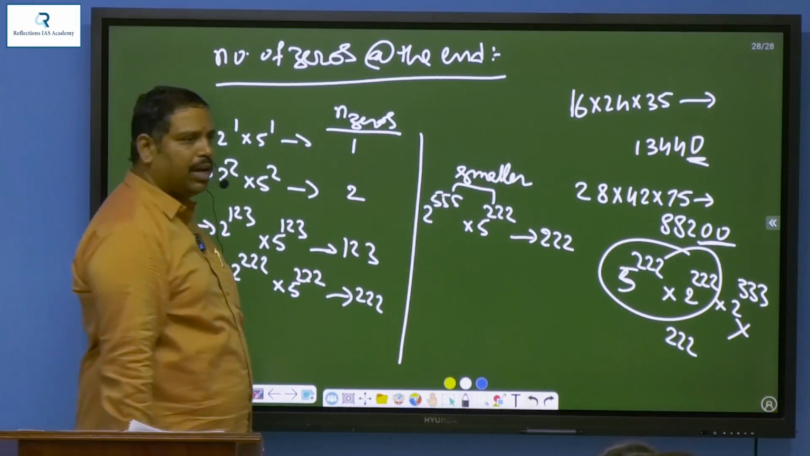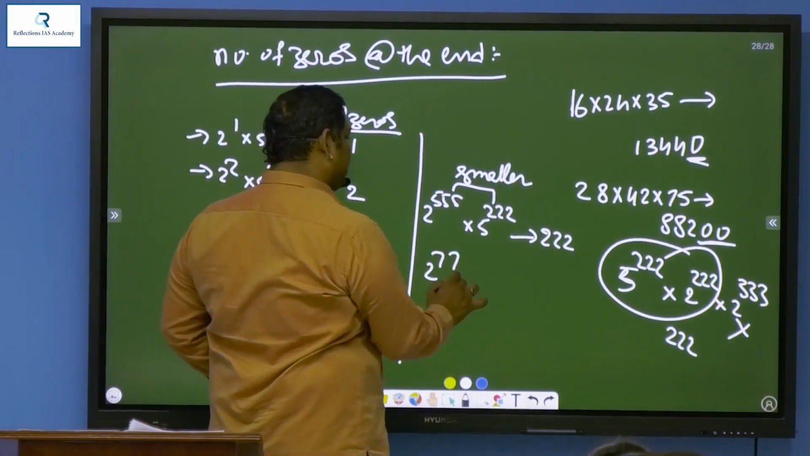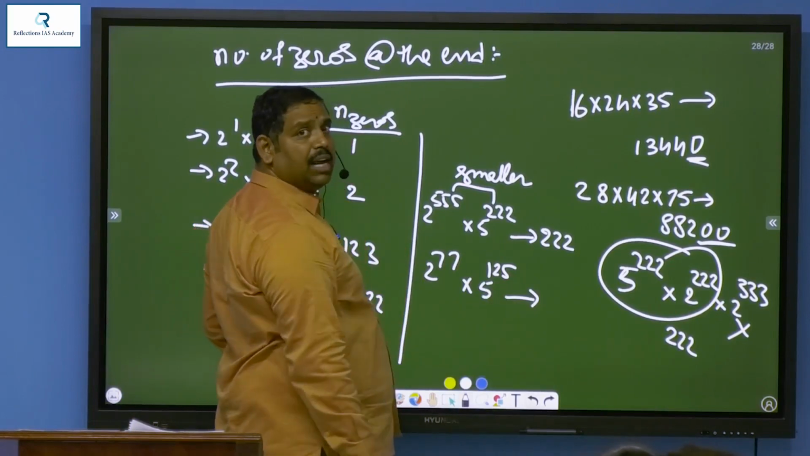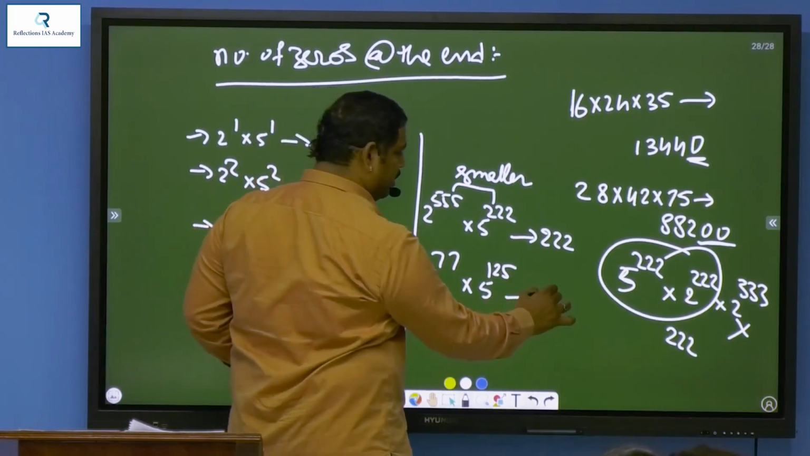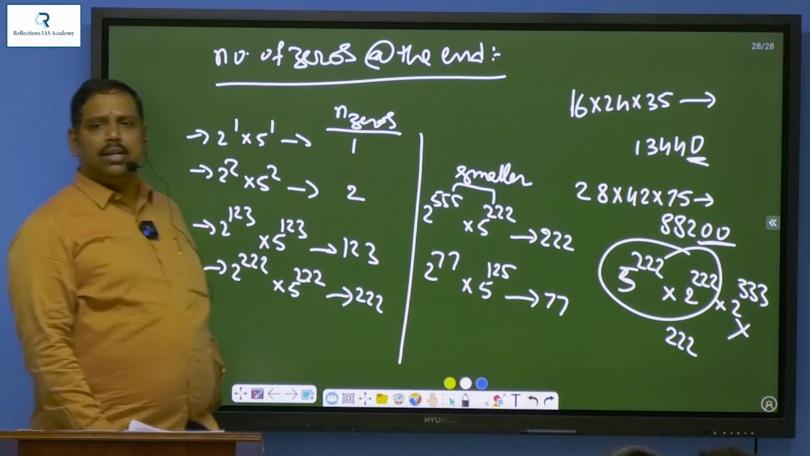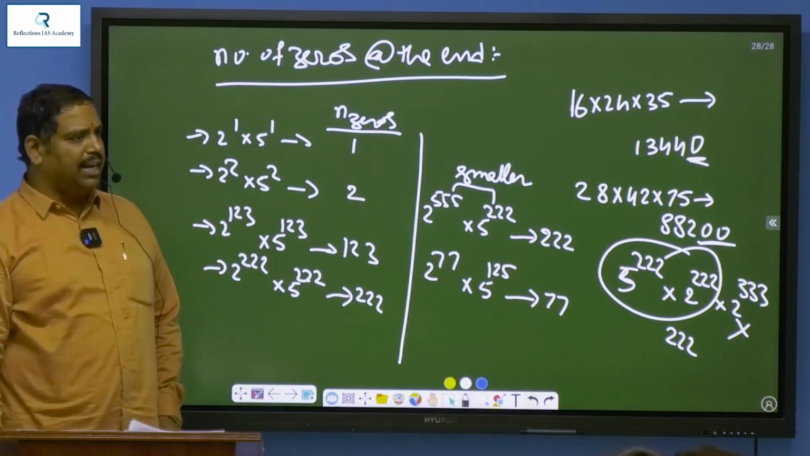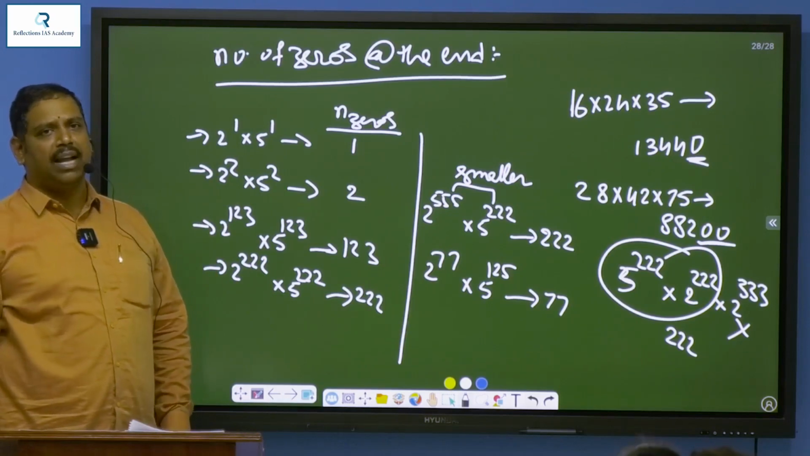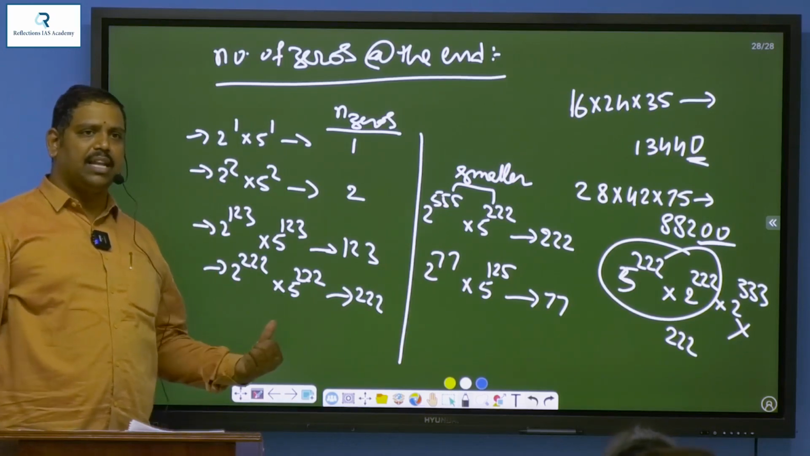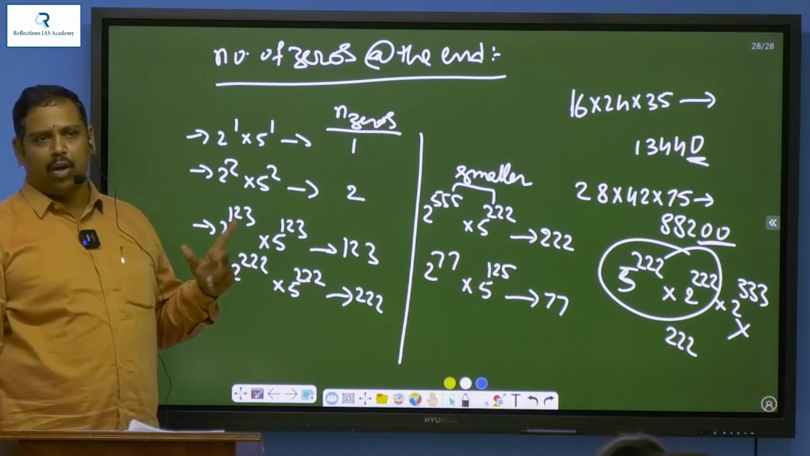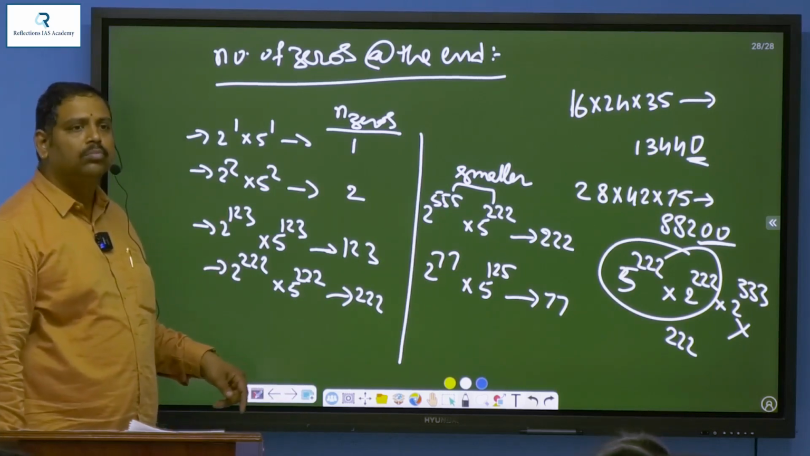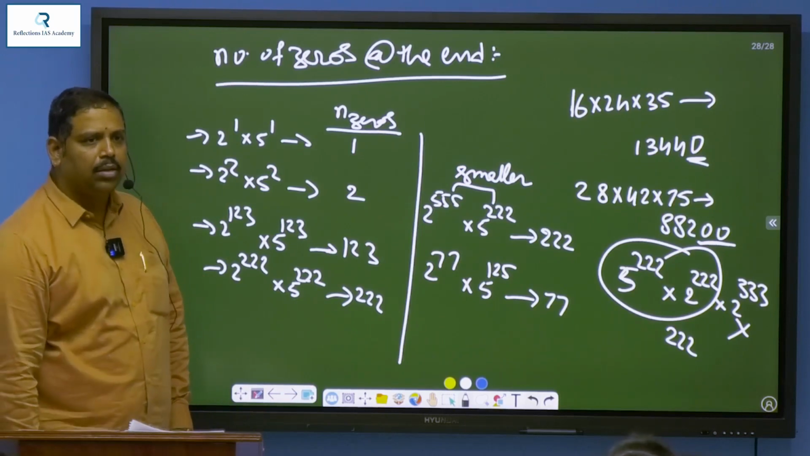Am I clear? Good. Now tell me, 2 power 77 into 5 power 125. How many zeros will you get at the end? Say it loudly. 77. Good. So this is the core concept of the number of zeros at the end. From this, the model changed to a different one. Can I ask you the question? If it is clear, I'll go to the last one. Clear? Good.